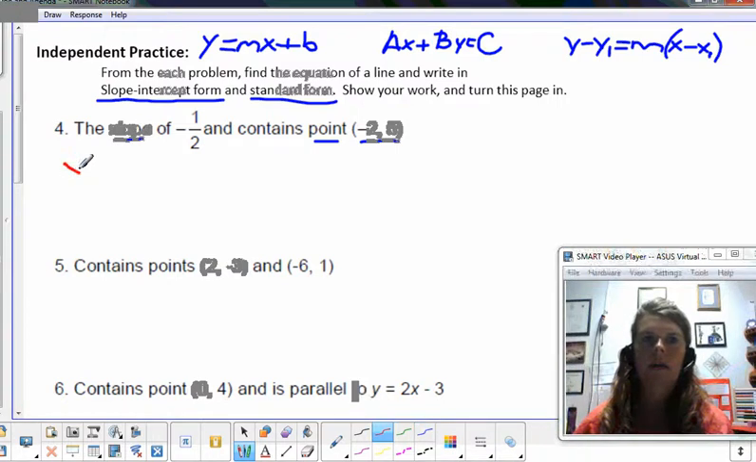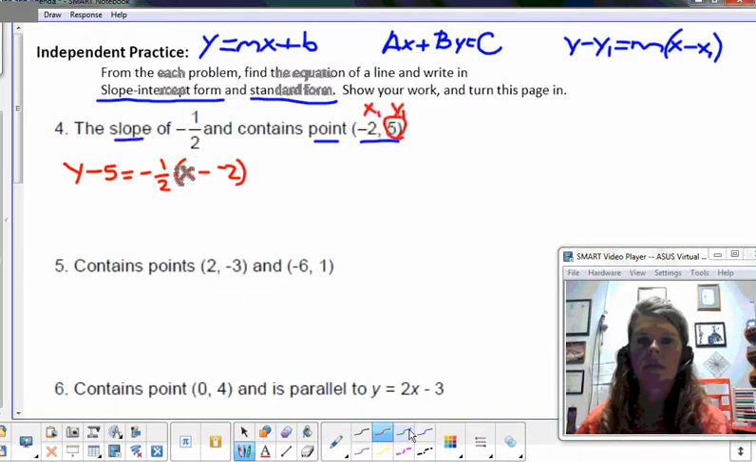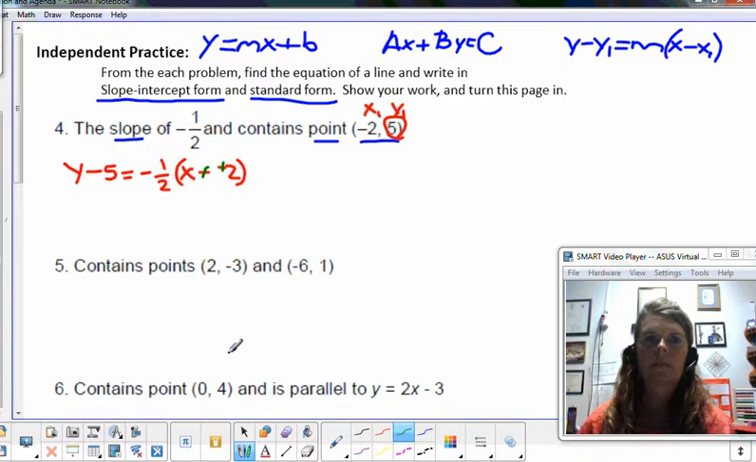Okay, so we go y, that's just the letter y, minus the y coordinate. This is your y1. This is your x1. So y minus 5 equals the slope negative 1/2, and then x minus your x coordinate, minus negative 2. Well, when you have minus a negative, it actually becomes plus a positive. So we have y minus 5 equals negative 1/2 x plus 2.